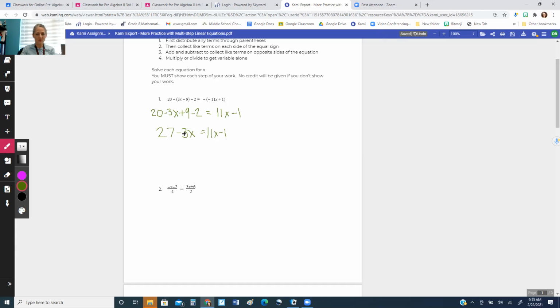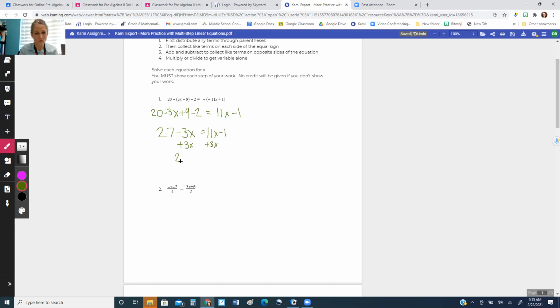Okay, so if I look, this -3x is already negative. If I subtract this 11, it's going to be more negative. So it would make sense for me to bring this 3x over here. If you want to bring the 11x over here, the answer is going to be the same. You're just going to have more negatives to deal with. So I'm going to add 3x to both sides, because remember, if I do it to one side, I have to do it to the other. Addition is the opposite of subtraction. This 3x is subtracted, so we're adding it.